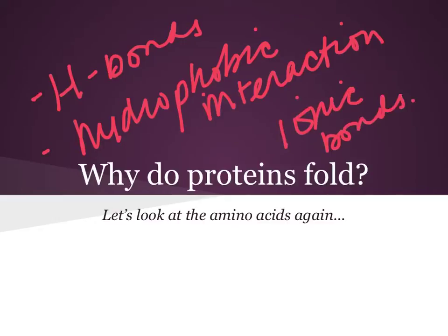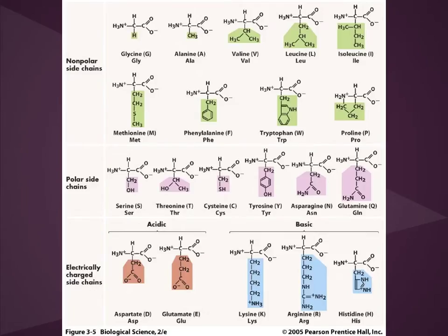Okay? The question is why? Why do amino acids want to bond with one another? Well, we have to look at amino acids again. So let's take a look at those 20 amino acids that exist. The key to understanding anything that deals with protein structure is to understand amino acids, and specifically to understand the R group.